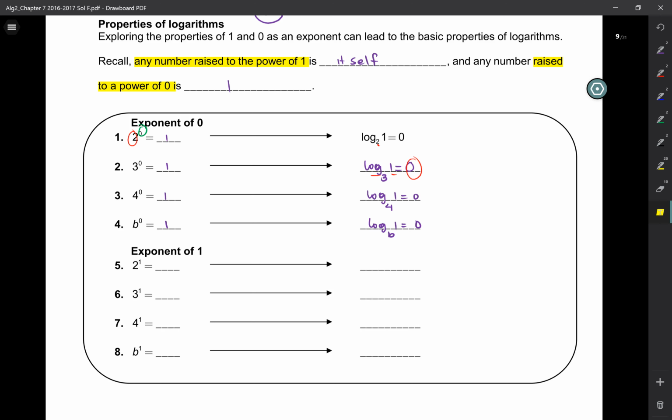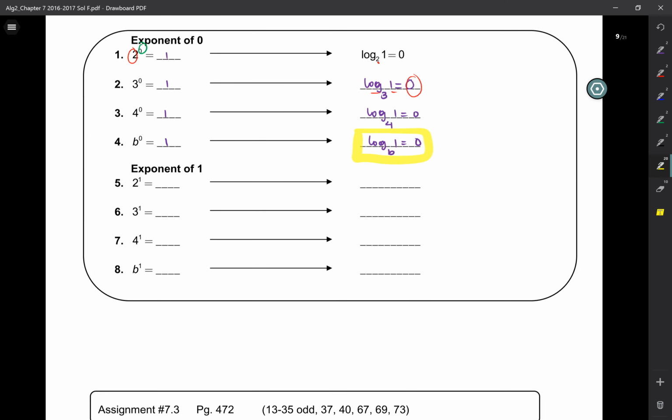And guess what you guys just did? You just came up with a property of a logarithm. This log base b of 1 equals 0 is a bona fide property of logarithms. And you just came up with it because it's that much common sense, because 1 to the power of anything is 1.